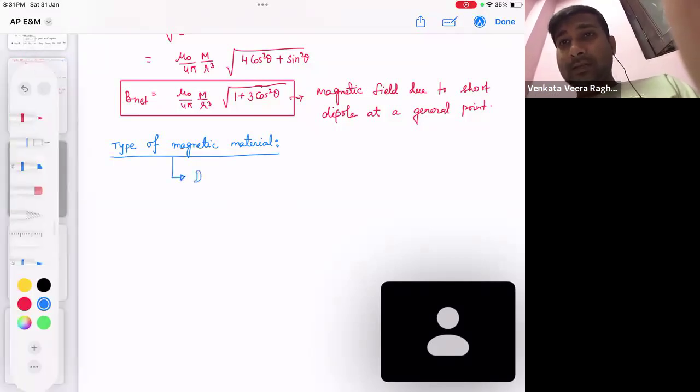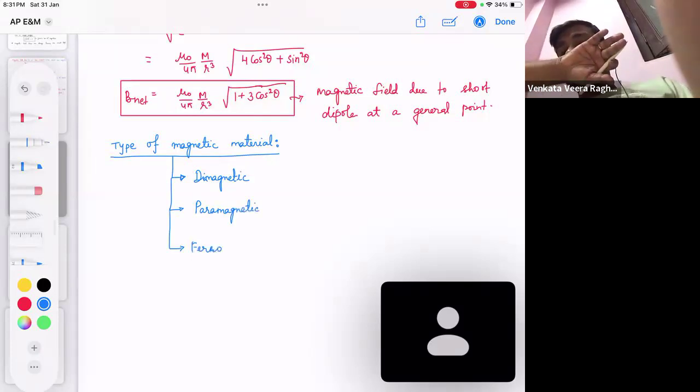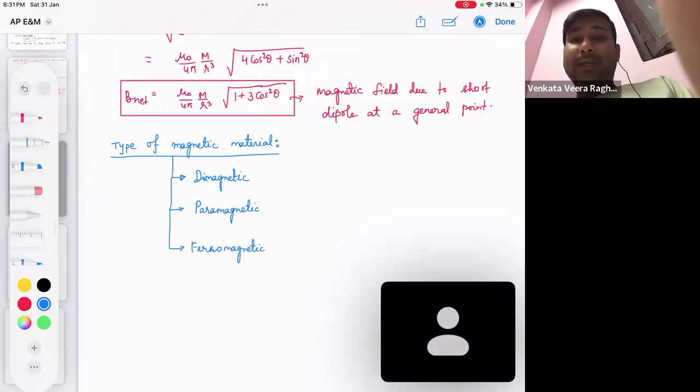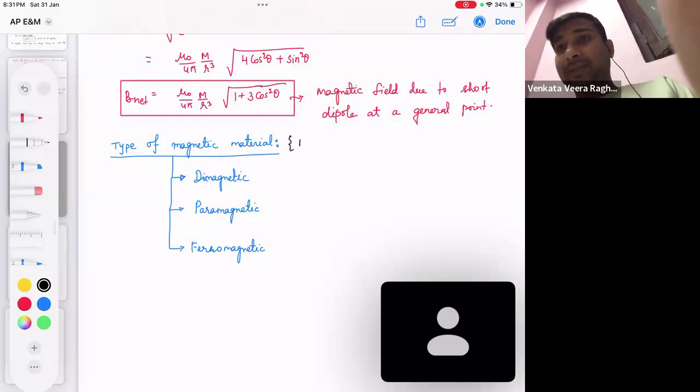Diamagnetic. The next one is paramagnetic, and the other one is ferromagnetic. So diamagnetic, paramagnetic, and ferromagnetic. How do we decide about it? Depending on the permeability of the medium.